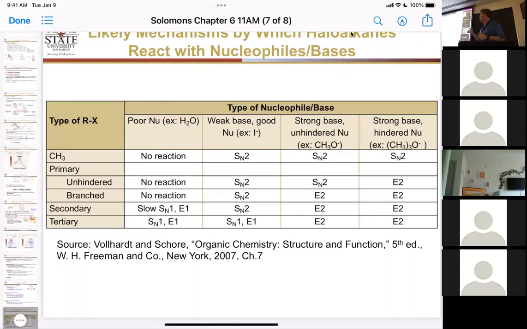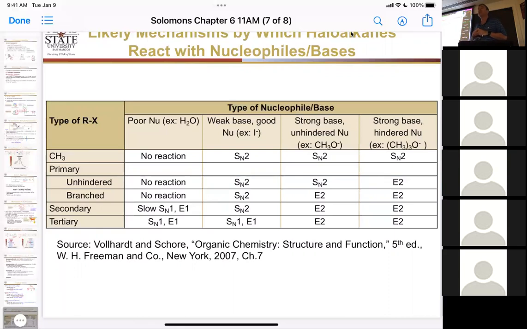So let's look at our first row here. In our first row, we have poor nucleophiles: methanol, water, acetic acid. Okay, not charged, but can act as a Lewis acid or Lewis base. In the case of our methyl and primary substrates, we have no reaction.